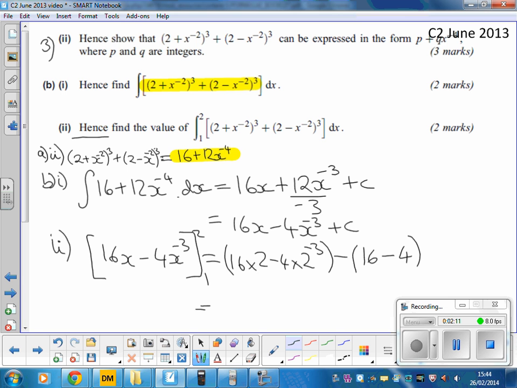So putting all our terms together, we can work that out in our calculators. So the first bracket comes to 31.5. The second bracket comes to 12. So subtracting, that gives us a final answer of 19.5. You must show your working.